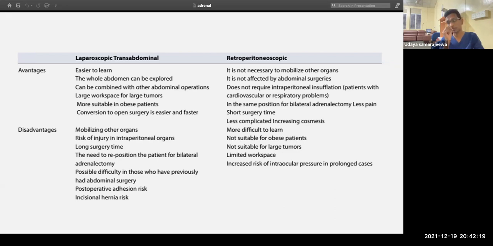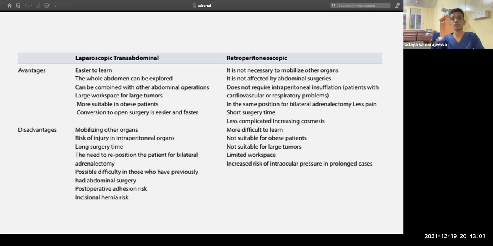And also, it's easier to approach bilateral adrenals in the retroperitoneal technique, because if you were to do a laparoscopic transabdominal approach, then you need to change the patient's position, which is cumbersome because of the risk of contamination of the operating fields. Disadvantages are that you need to mobilize the organs, which we will see in the later master videos, with risk of injury to intraperitoneal organs, a long surgery time, the need to reposition in bilateral cases, and also postoperative adhesive risk and incisional hernia risk.